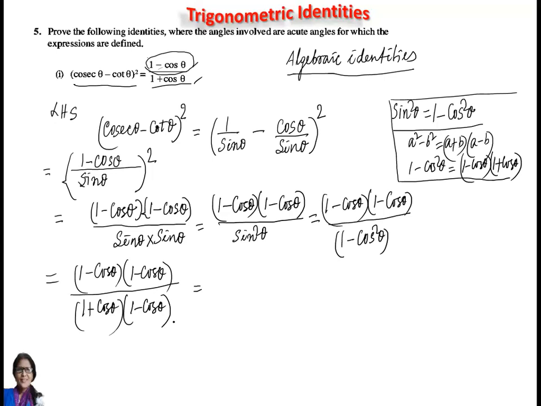Can you find the same thing in the numerator and denominator? These two will be cancelled. What are you getting? 1 minus cos theta in the numerator, 1 plus cos theta in the denominator. Are you getting the same thing as the RHS? Yes. So hence proved.